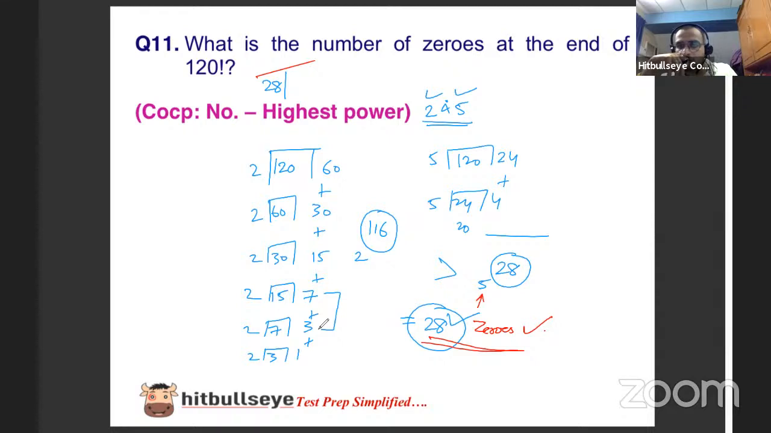How are we doing it? Just keep dividing the divisor until we are not able to divide it further. Sum all of them. That gives you the power of 2 and 5. And whichever is lesser, most of the time we'll see 5 is the deciding factor, and we get the answer.